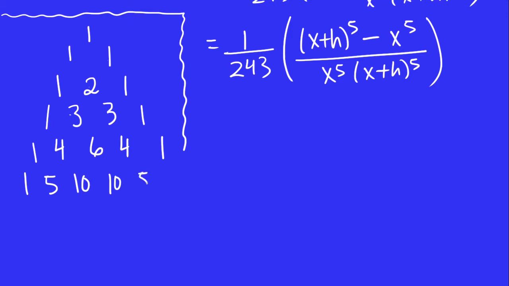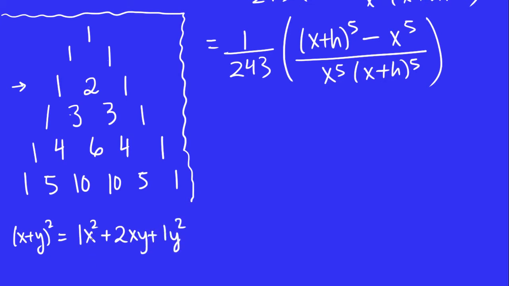And I'm going to stop here because this is the row I'm interested in. Now, what is the meaning of this? Well, why don't we take a look at this second row? If you remember, (x plus y) squared is 1x squared plus 2xy plus 1y squared. And you see there we have 1, 2, 1, right?